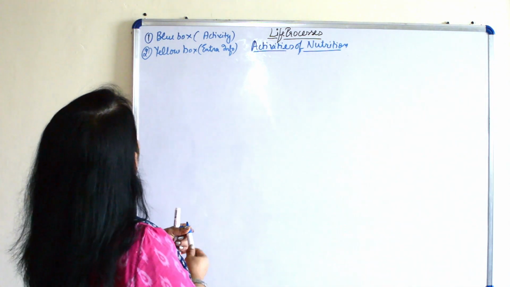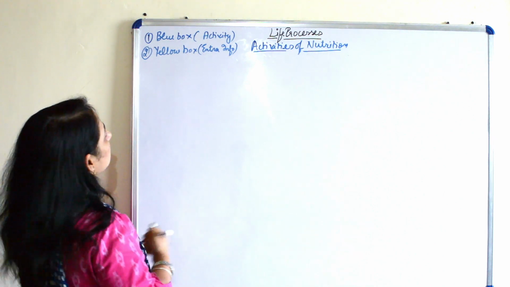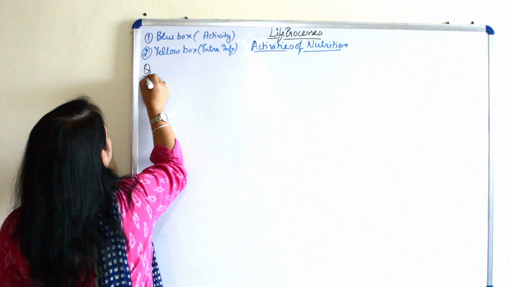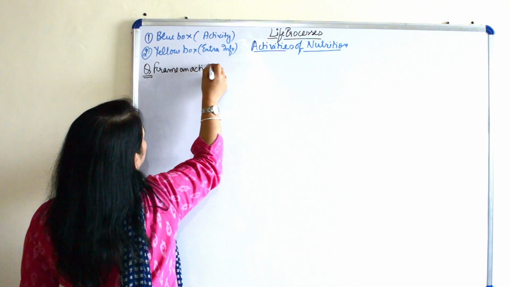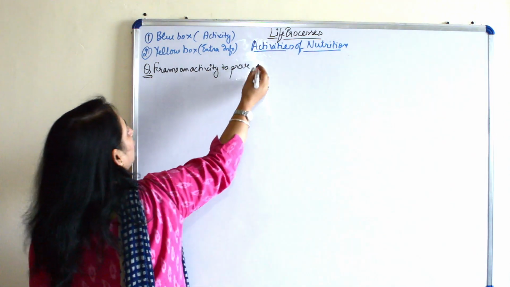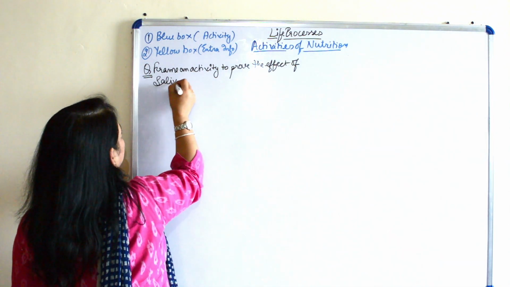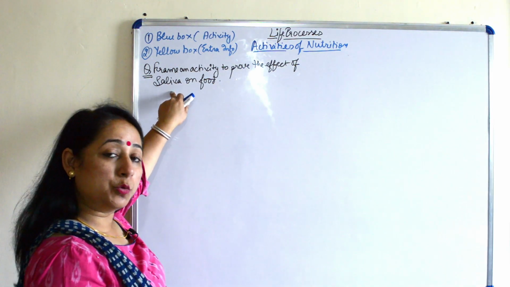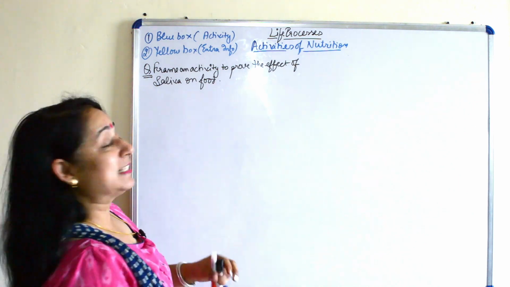So let's start. First of all, we'll discuss the activity. This activity came in the board exams and it was a disaster because the kids could not attempt it. A very easy activity. The question stated, frame an activity to show the effect of saliva on food. Whenever the word saliva has come and we have to prove its action, we have to prove that it converts starch into simple sugar. This is the problem which every child faced. I don't know why. So let's see what the activity is.